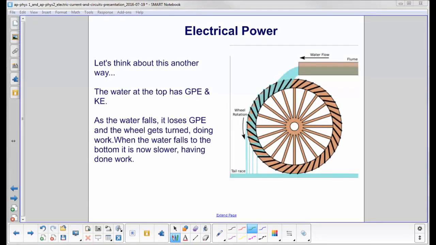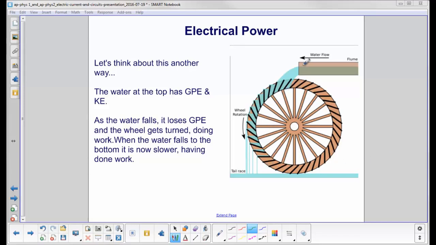Let's go back to the water analogy to try and think about electrical power. Water at the top here, we have water flowing down a flume, hitting a paddle wheel, and it spins it. The water up here has gravitational potential energy and kinetic energy. As it falls, it loses gravitational potential energy and the wheel gets turned, doing work. When the water falls to the bottom, it is now slower, having done work.